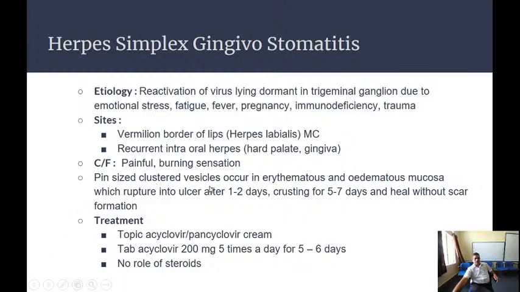So they also appear as vesicles to start with and occur in erythematous and edematous mucosa, which rupture and the crusting forms. They heal without a scar formation. Treatment is the antiviral treatment and no steroids.